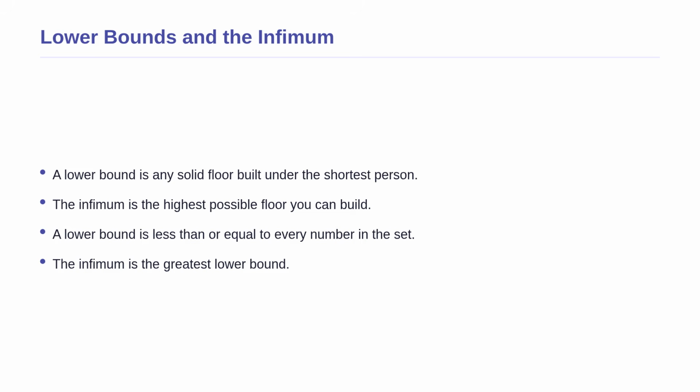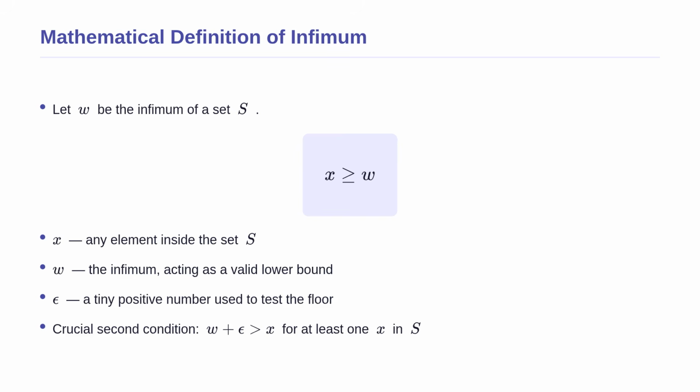If you raise this floor by even the smallest fraction, it will crash into at least one number in the set. Just like the supremum, we can define the formal mathematical characterization for the infimum. Let W be the infimum of a set S. It must satisfy two conditions. First, every number X inside the set must be greater than or equal to W. This confirms that W is a valid floor underneath all the numbers.